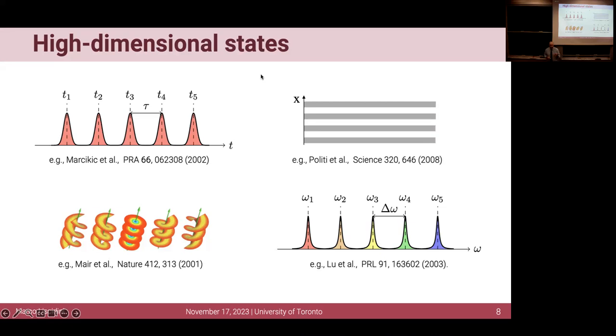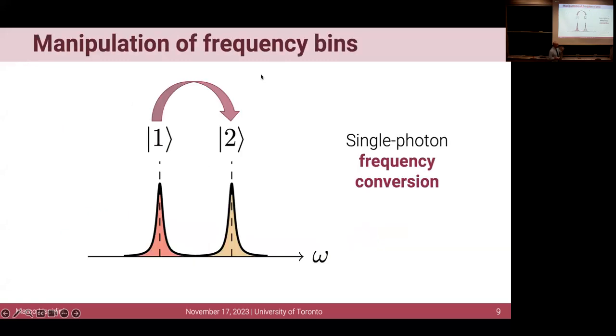The problem, though, is that this degree of freedom is probably too resilient, because one of the challenges here is that if I want to be able to manipulate my information, I have to come up with strategies for single photon frequency conversion, effectively and reliably, with 100% efficiency.